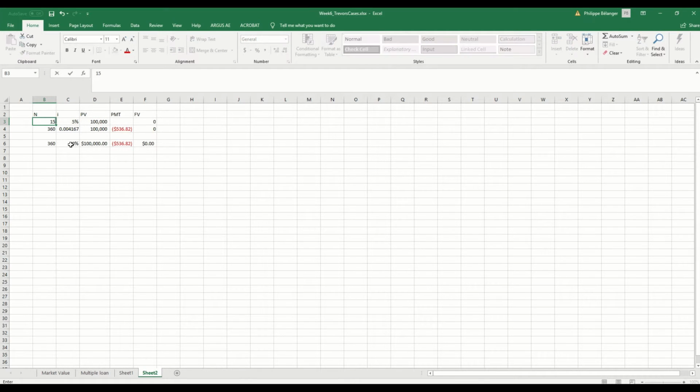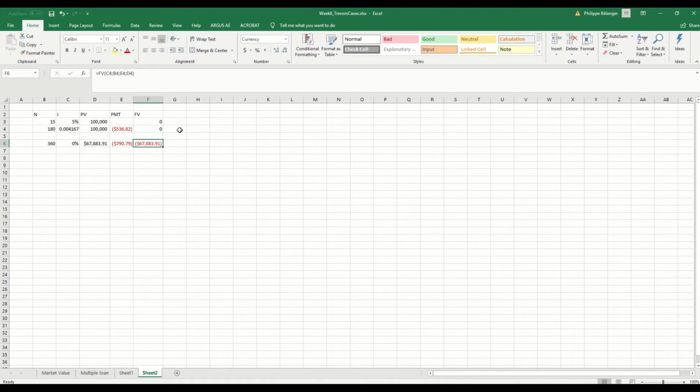Now, if I say after 15 years, I will have a new future value. Obviously, that will be the payment if I pay full amortization for the whole period. So each one takes the other result. So that's it.